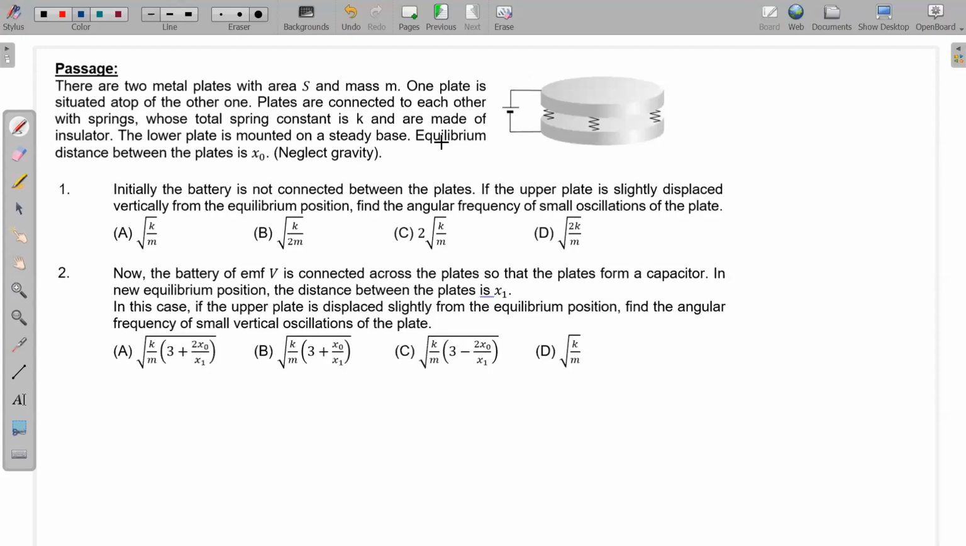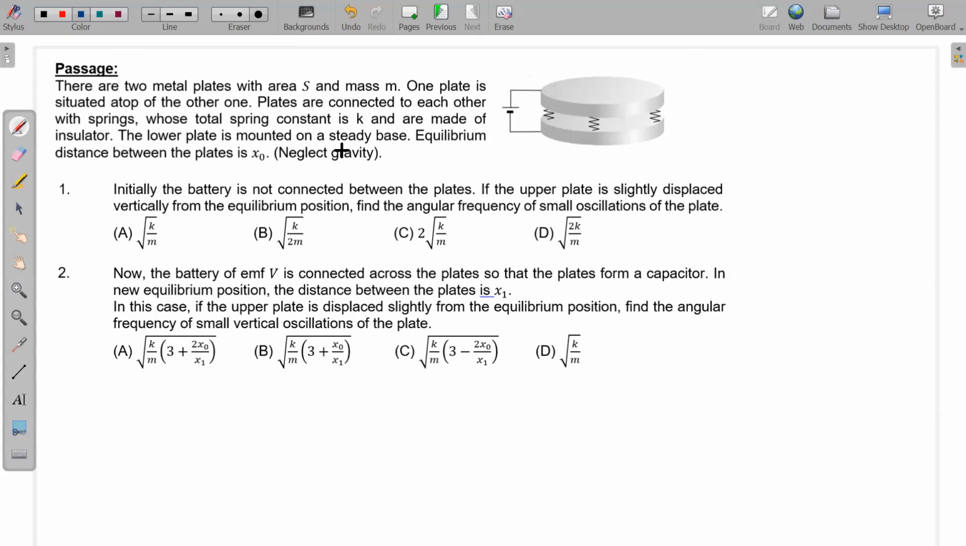Hello everyone. In this video, we have taken up a question on the oscillation of a capacitor plate. So the problem statement goes as such that there are two metal plates with area S and mass m. One plate is situated at top of the other one. Plates are connected to each other with springs whose total spring constant is K and are made of insulators.